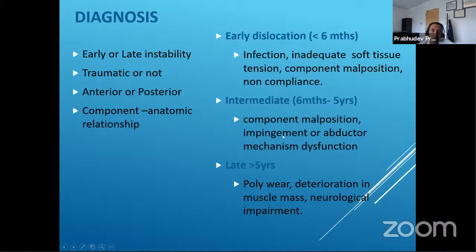The intermediate period would be somewhere between 6 months to 5 years. Again, component malpositioning is an important factor. Impingement and abductor mechanism dysfunction can also be important factors in this period.